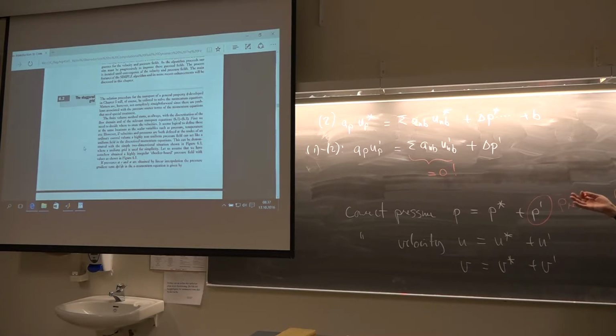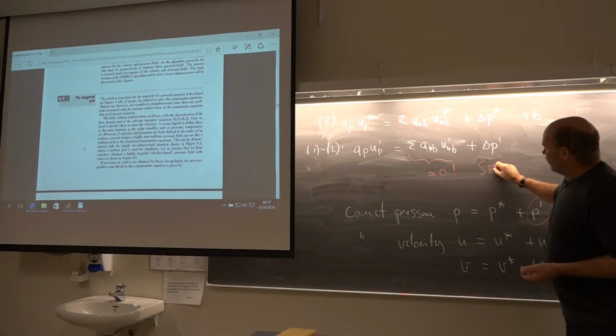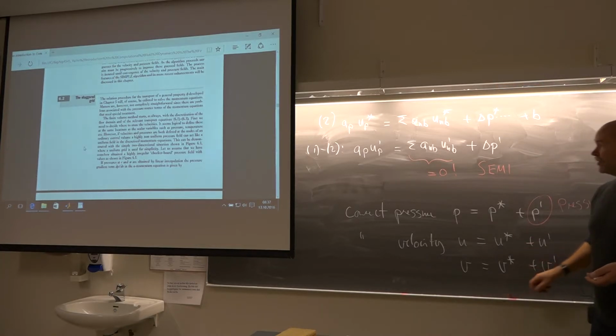What we are aiming for here is an algorithm that will work in the end. We don't care if we cheat to get there. And this is then the reason why it's called semi-implicit. So we just remove these terms.